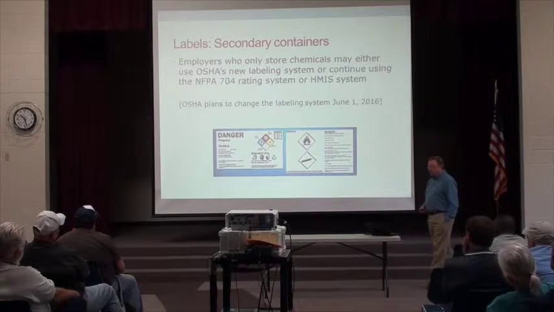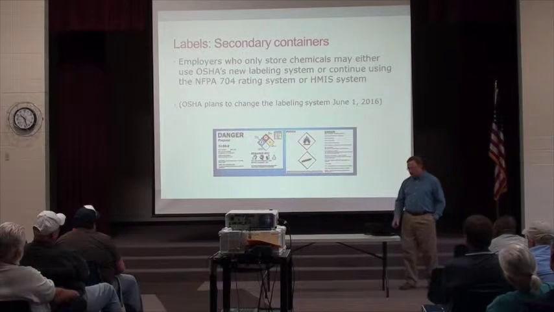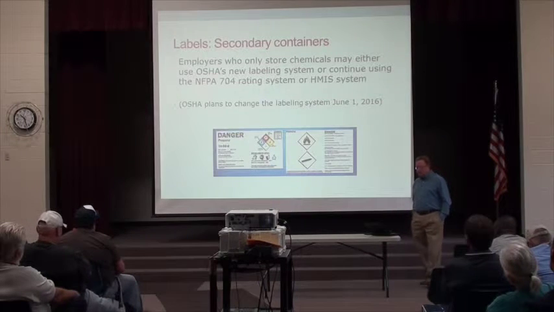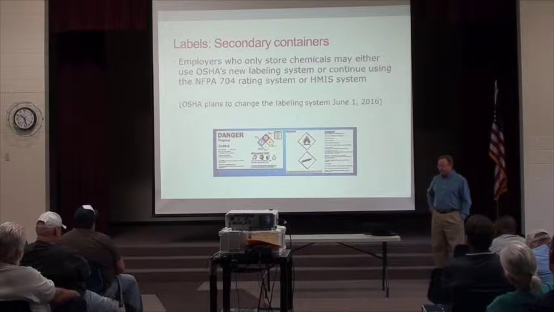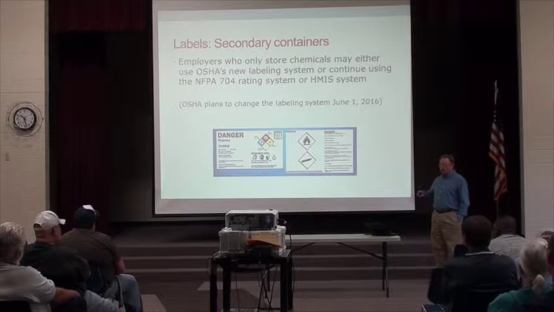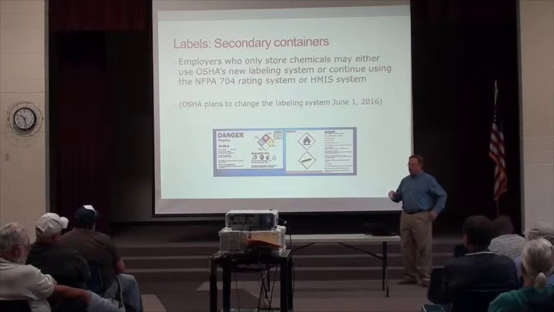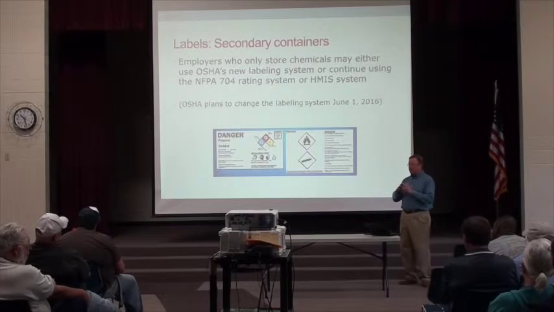Employees who store chemicals may either use the new OSHA label system or continue using the NFPA 704 system or the HMIS system. But eventually, after June of 2016, if you do secondary container labeling, they're going to require that the new label be on that product.